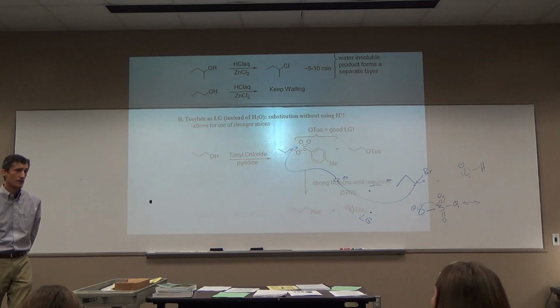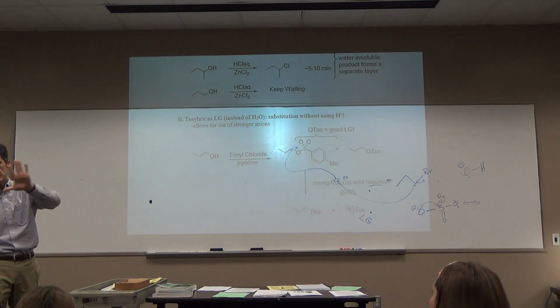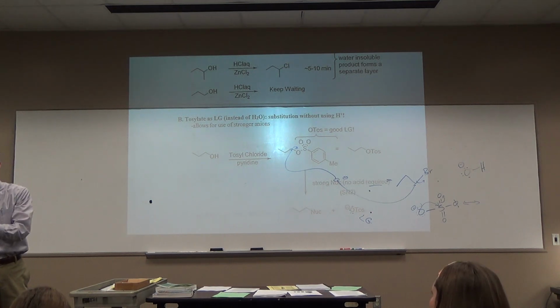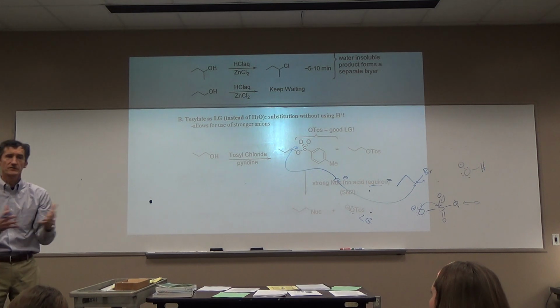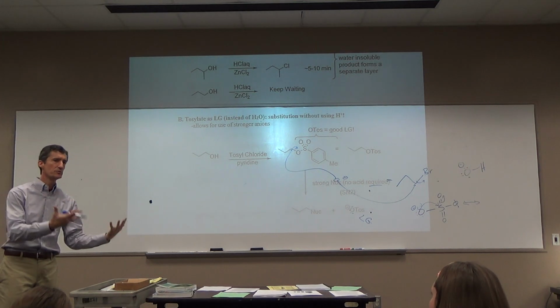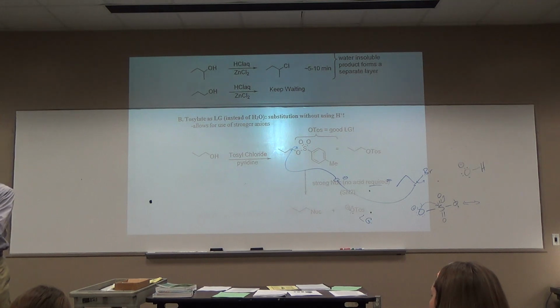Such as rate. What if you're doing a mechanism and in the outcome you saw that it was inversion? Obviously the mechanism was SN2. The inversion told you that, so that extra information told you it was SN2.